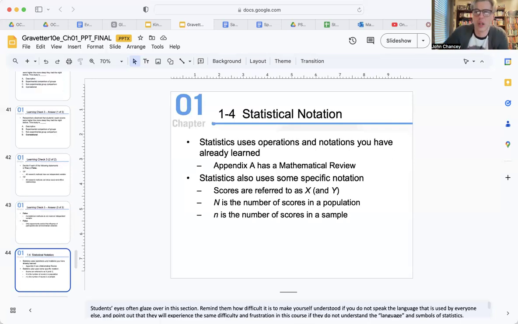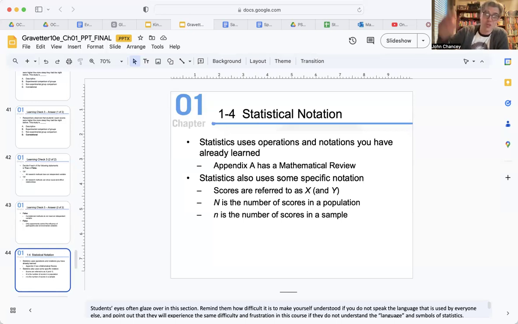Okay, so notation: learning how to write, think about, and put out your thinking in statistics, using operations and notations. You've learned this again. Go to the appendix A in math to take a look at that. We're just talking about basic math skills, but there is some summation notation that's important to understand. A lot of times we look at scores referred to as X, usually a capital X. Sometimes it's a Y, maybe if we're talking about more than one score set.